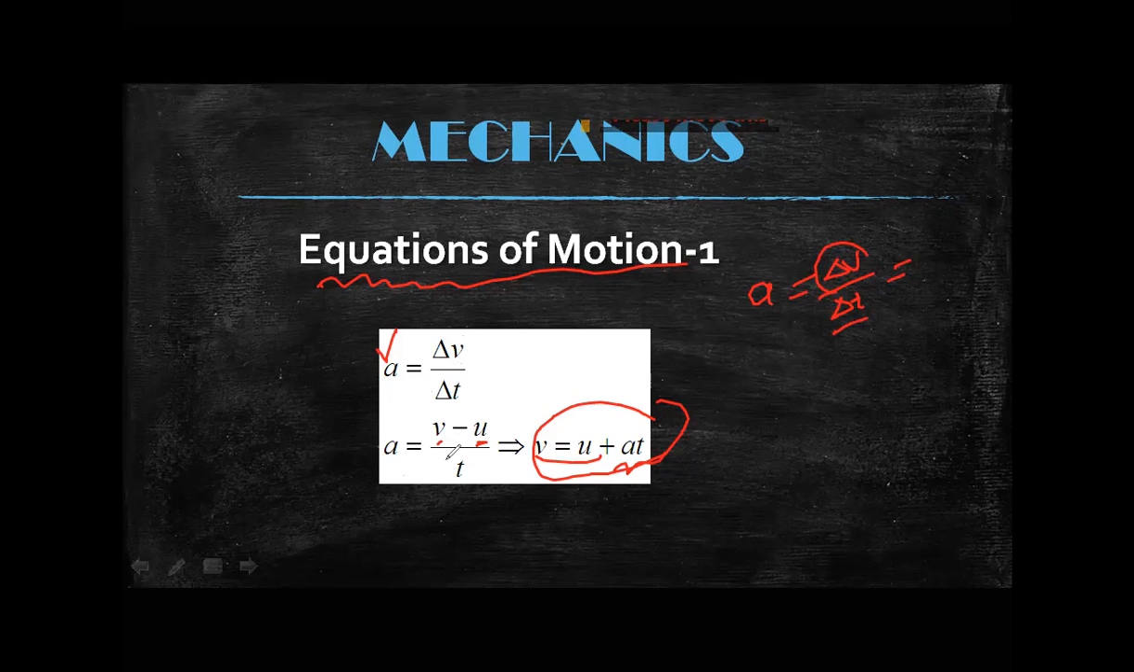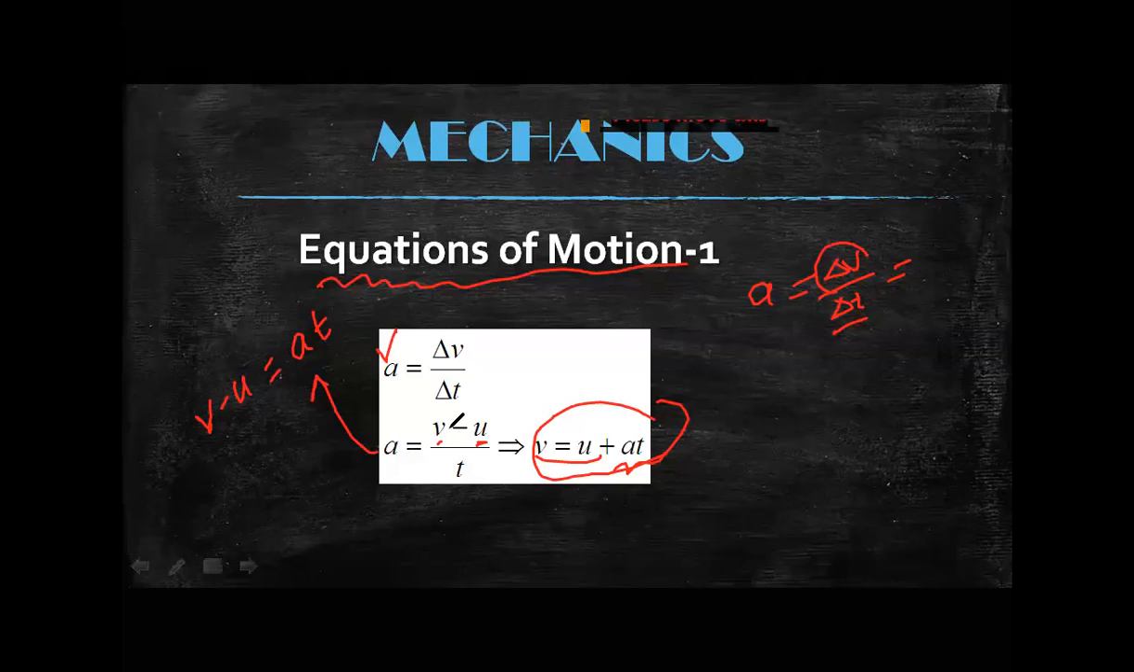From this equation, if you want to write the equation for v, v minus u is equal to at. Can I write it like this? Cross multiplying, a into t is equal to v minus u. If I want to write the equation for v, it is u plus at. Is it clear, Pranav? Yes, sir. Very simple. So from the definition of acceleration, we got the equation v is equal to u plus at.